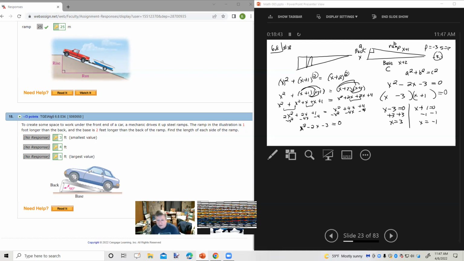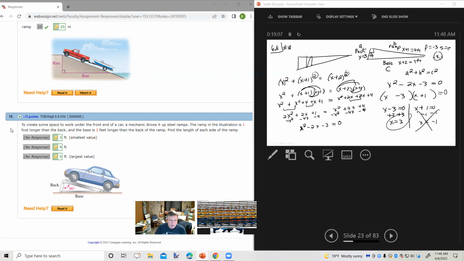Got it. Thank you. Ready. Now, here we go again. We're looking for positive values because it's distances. So x is 3. So that means the back is 3 feet. The ramp is 4 feet. And the base is 5 feet.